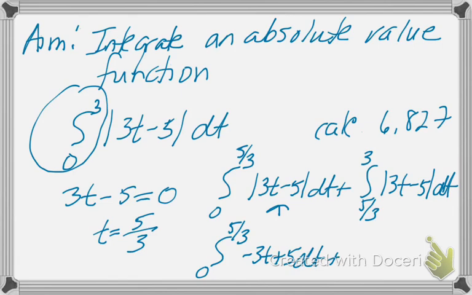And then for the next one, you take a value between 5/3 and 3, such as 2, and plug it into here. You'll get 6 minus 5, which is 1, which is positive, which means keep all the same signs. Okay, and then we're going to solve each one of these, and then add them together, and we'll have an answer. The fractions are just going to get annoying. That's what's going to be the problem.